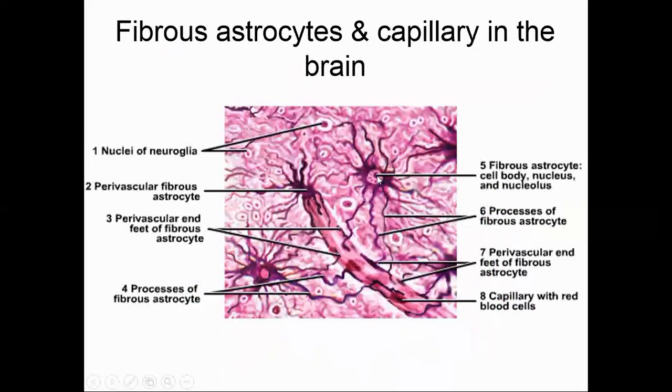Fibrous astrocytes with a star-shaped appearance and extending a lot of processes from it, reaching the blood vessels, expanding as a foot process, perivascular foot process of the astrocytes. Other neuroglia also can be seen.